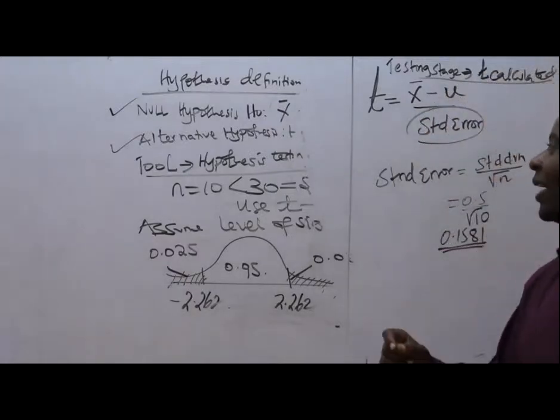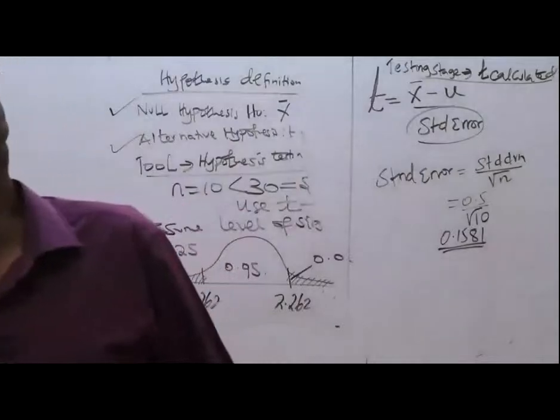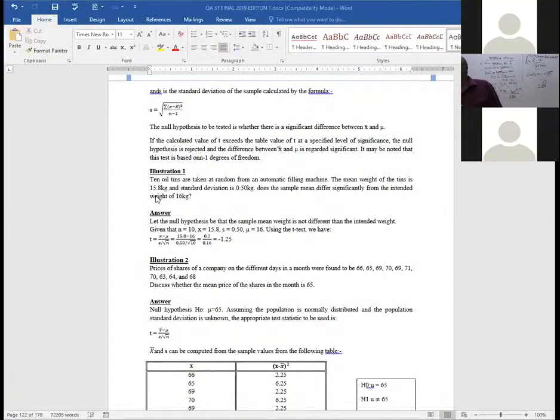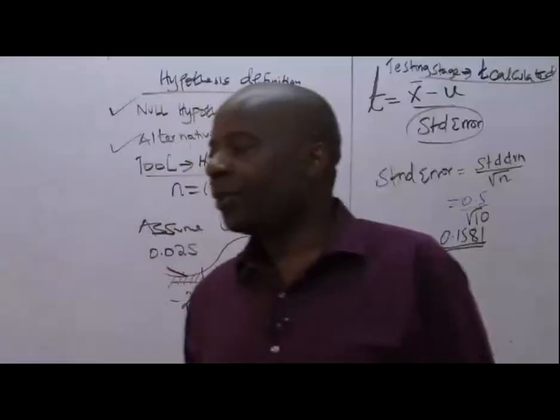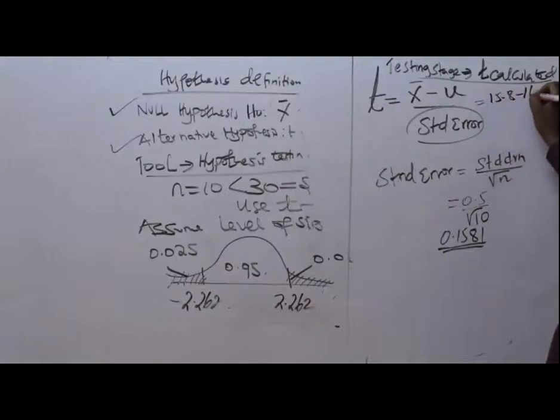So remember that X bar is what? It is the sample mean. I know I did not put the question up. The sample mean is 15.8. Remember, we took these 10 oil tins and measured them, weighed them, and we got their average being 15.8, and the population mean is 16. Remember, mu means population mean. So we have 15.8 minus 16 all over the standard error of 0.1581.